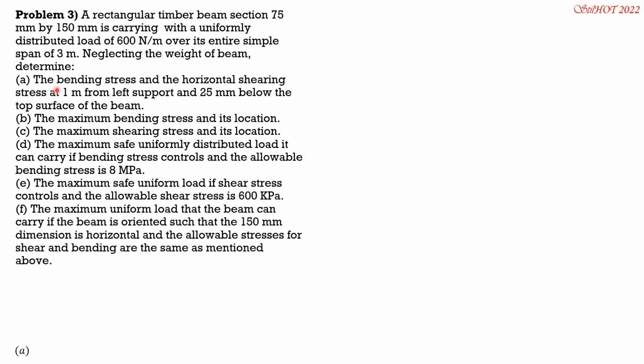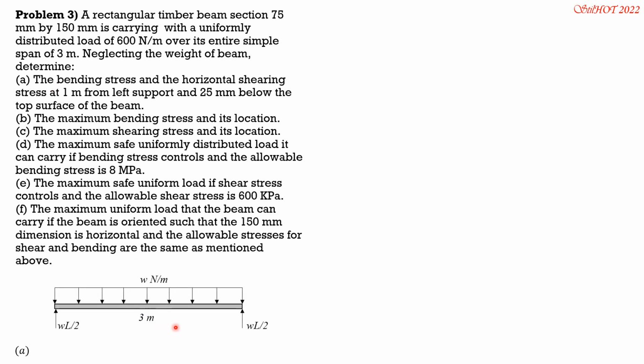So for part A, let's draw the figure. We have a simply supported beam 3 meters long. So the reaction should be WL over 2, where W is equal to 600 newtons per meter or 0.6 kilonewton per meter. So therefore, at 1 meter from the left support, we have the shear V1 and the moment M1.